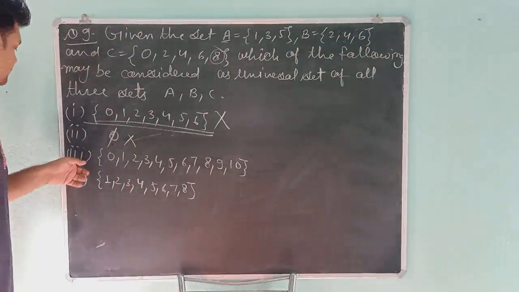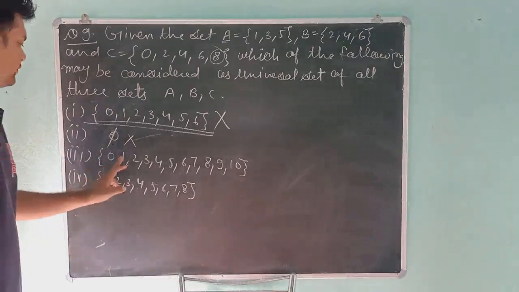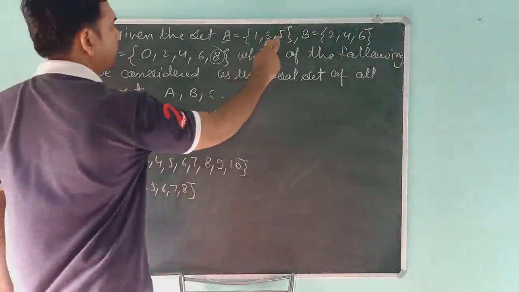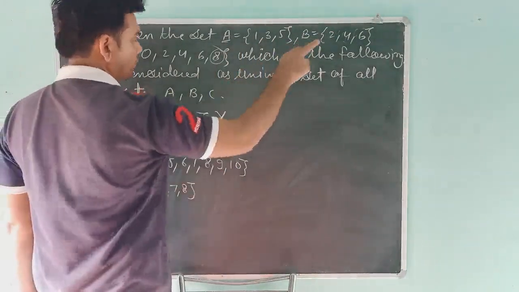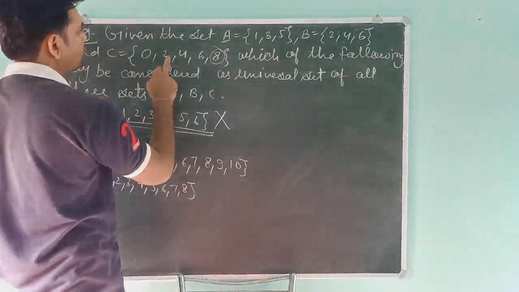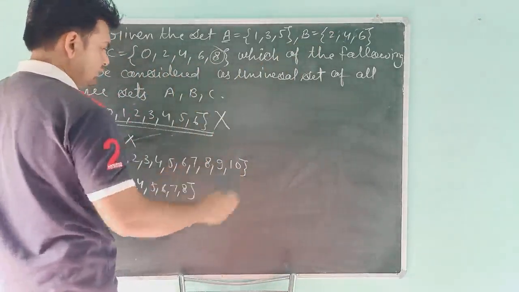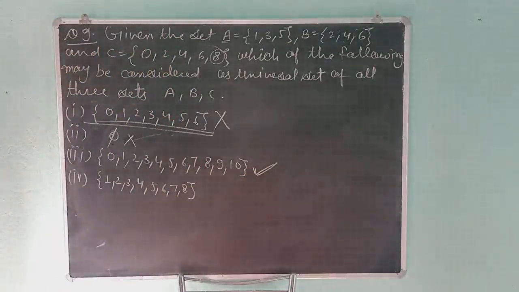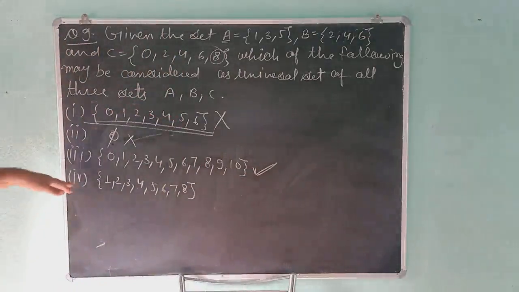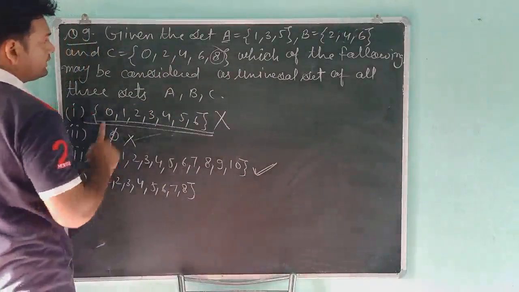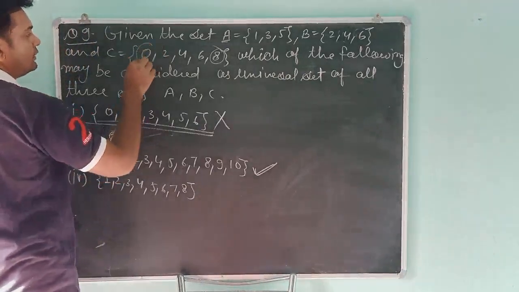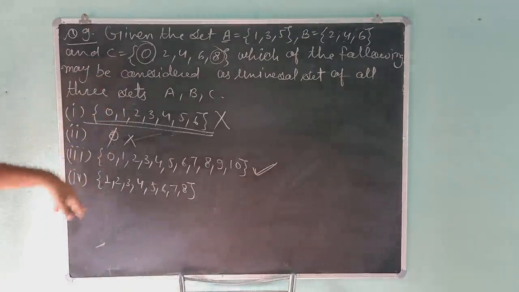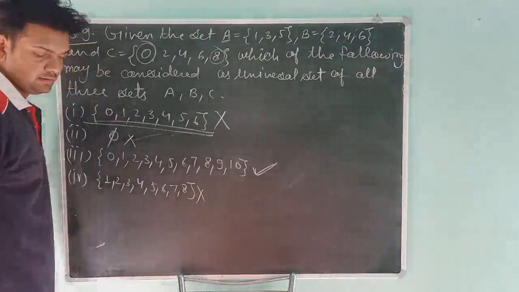Okay, now we will talk about the third option. 0, 1, 2, 3, 4, 5, 6, 7, 8, 9, 10. Okay, 1, 3, 5 is there, 2, 4, 6 is there, and 0, 2, 4, 6, 8 is there. Students, this is the universal set. And what about the fourth set? There 0 is missing. In set C we have the element 0, but in the fourth set the element 0 is missing. So this is also not a universal set.